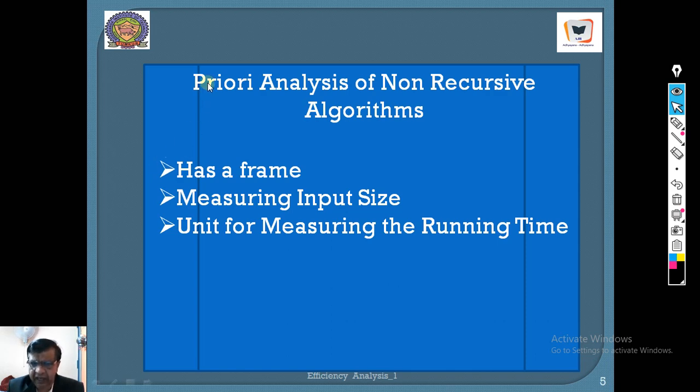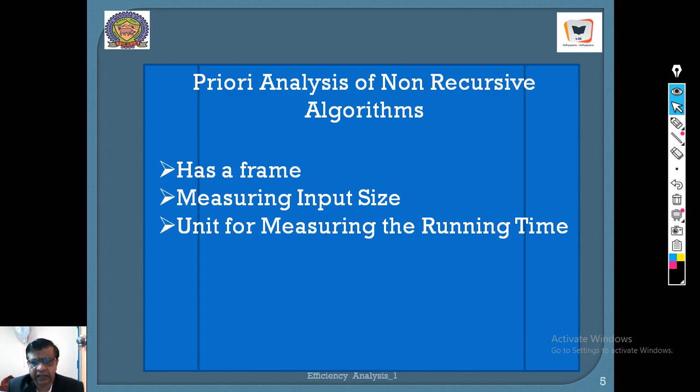I repeat once again, a priori analysis of non-recursive algorithms has to be done in a framework. This framework is universally defined, and every non-recursive algorithm should be analyzed under this framework. There is a different strategy, a different methodology, as far as recursive algorithms are concerned. We will come to that point in a short duration of time, of course.